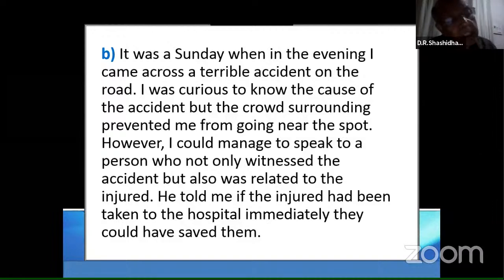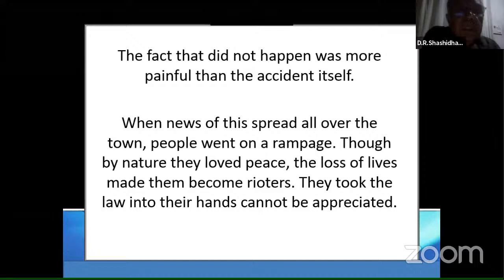And when the news of this spread all over the town, continuation, Mr. Ashok, next further. Yeah. When the news of this spread all over the town, people went on a rampage. Though by nature they loved peace, the loss of the lives made them become rioters. That they took the law into their hands cannot be appreciated. Okay.